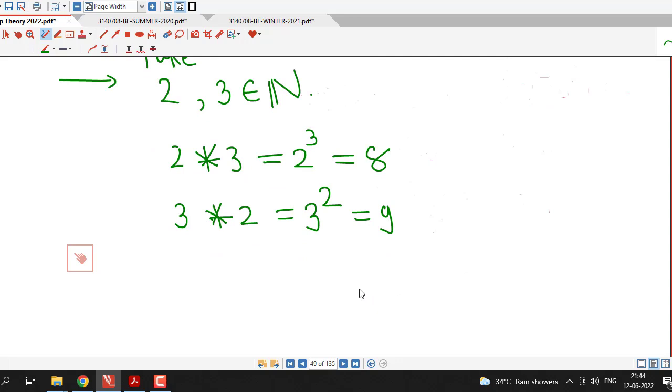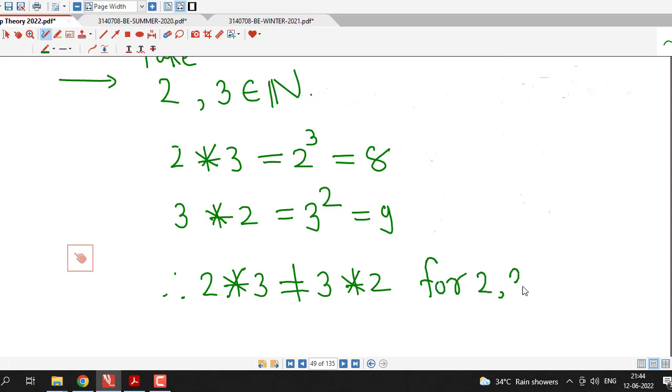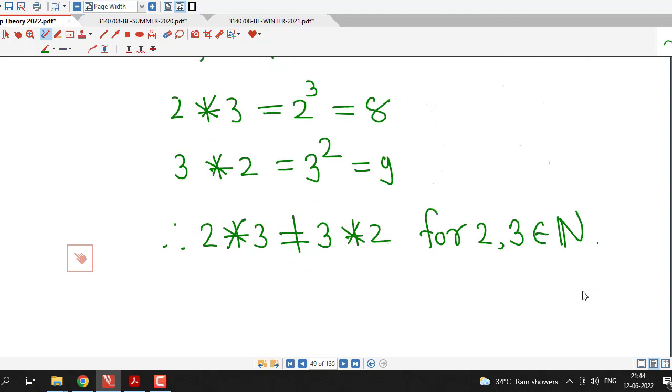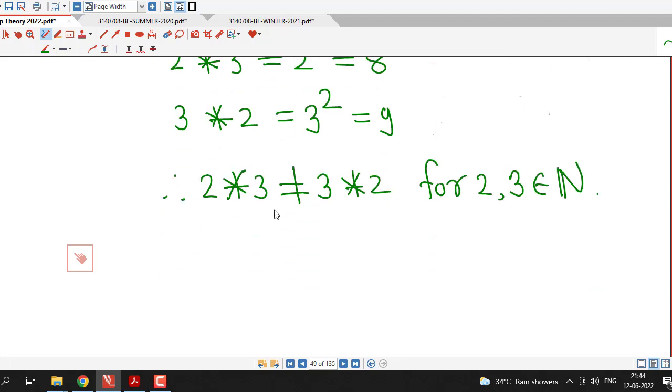So here we obtain different values. So we can see that 2 star 3 and 3 star 2 are not equal for these two elements 2 and 3 in this set of natural numbers. So we have obtained two natural numbers 2 and 3 such that this property is not satisfied. Therefore we can say that this operation is not commutative.